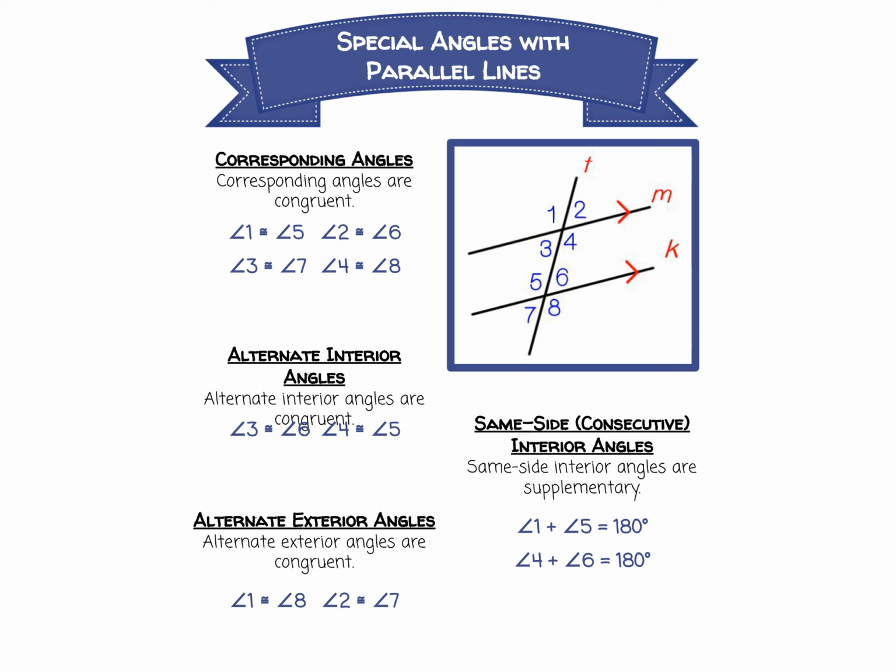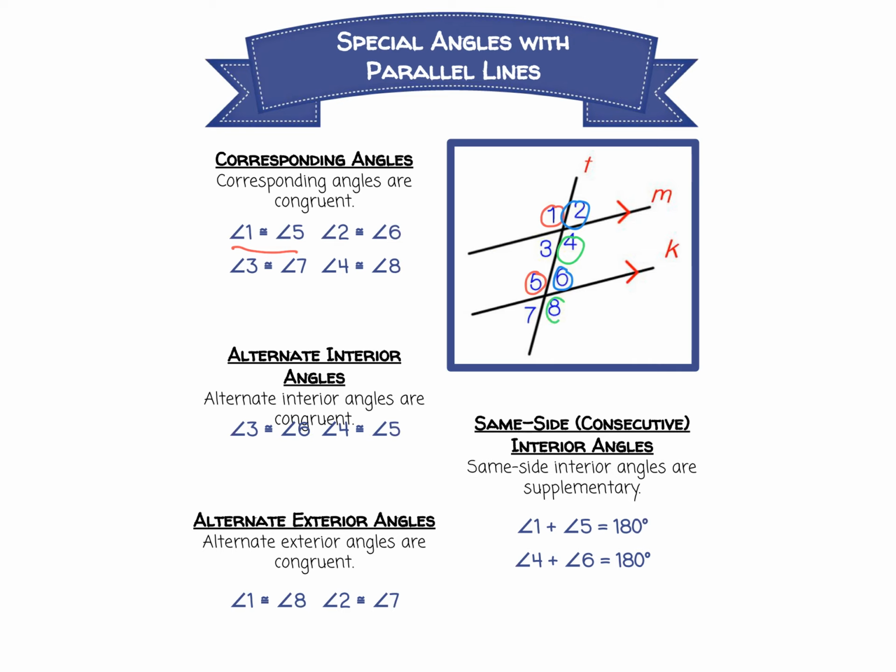The first type of angle pair are called corresponding angles. Corresponding angles mean they're in the same position relative to the parallel lines and the transversal. For instance, 1 and 5 are both on top of a parallel line and to the left of a transversal. Those correspond. 2 and 6 are both on top of a parallel line and to the right of a transversal. They correspond.